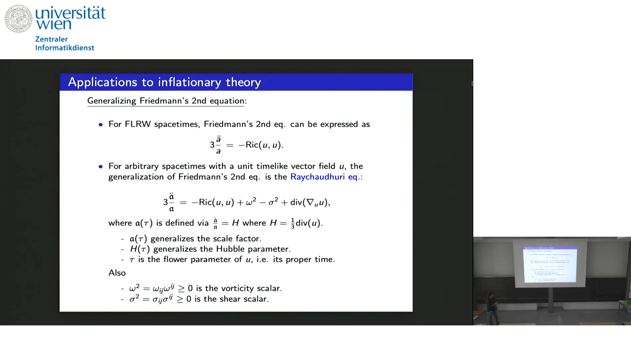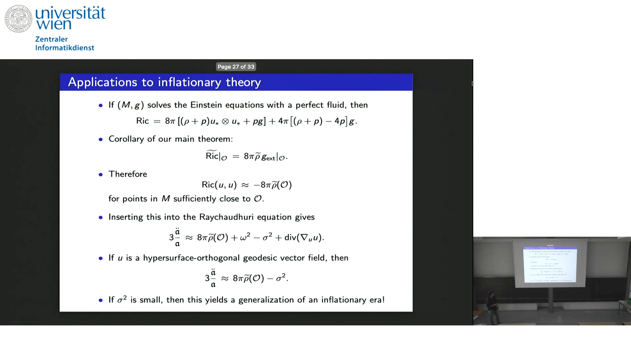So here, math frac A generalizes the scale factor. H generalizes the Hubble parameter. Tau is just the flow parameter of U, the proper time. And omega and sigma are the vorticity and shear scalars, and they only depend on the spatial part of U. Now, if g solves the Einstein equations with a perfect fluid, then we can rewrite the Einstein equations as such, right? This is just Ricci in terms of these quantities.